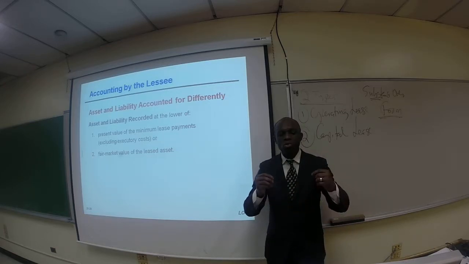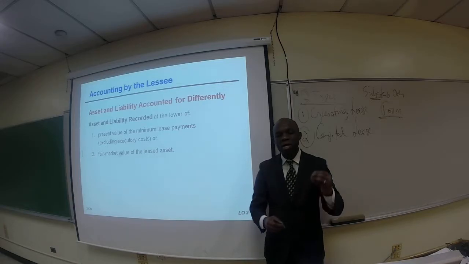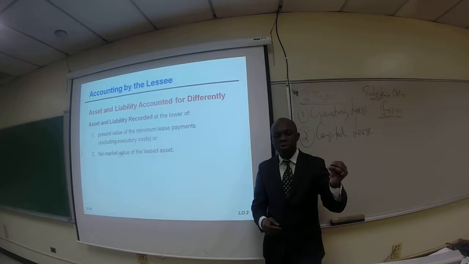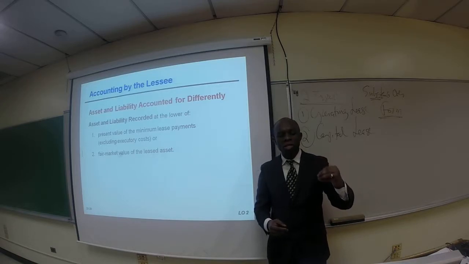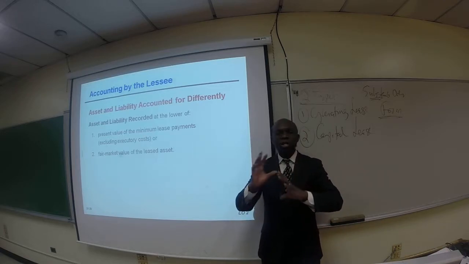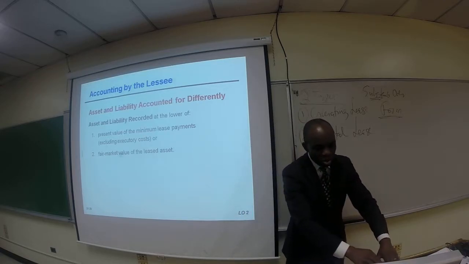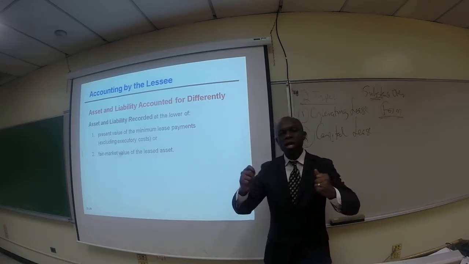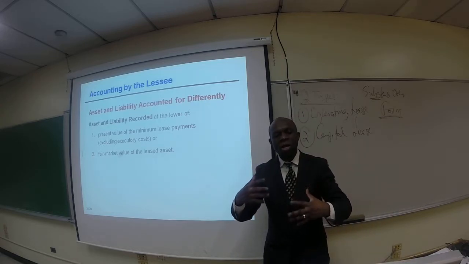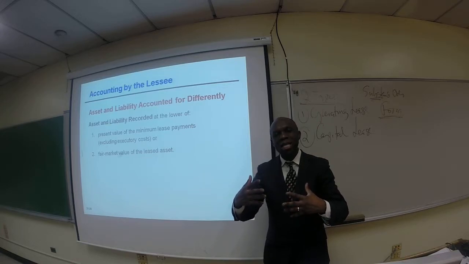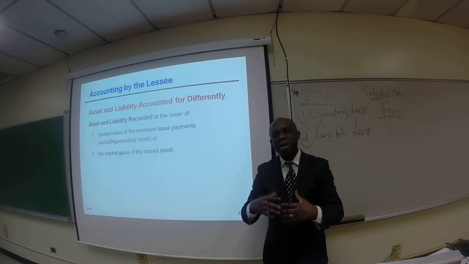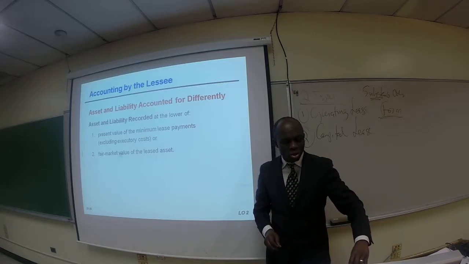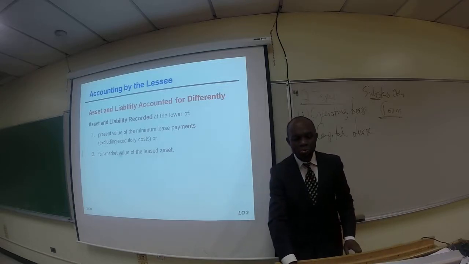We said that we should record the asset and liability at the lower of these two amounts: the present value of the minimum lease payment or the fair market value of the leased asset. The rationale behind this rule is that we want to prevent recording the asset at more than fair market value. Hence, we record it at the lower of the fair market value or the present value of the minimum lease payment.